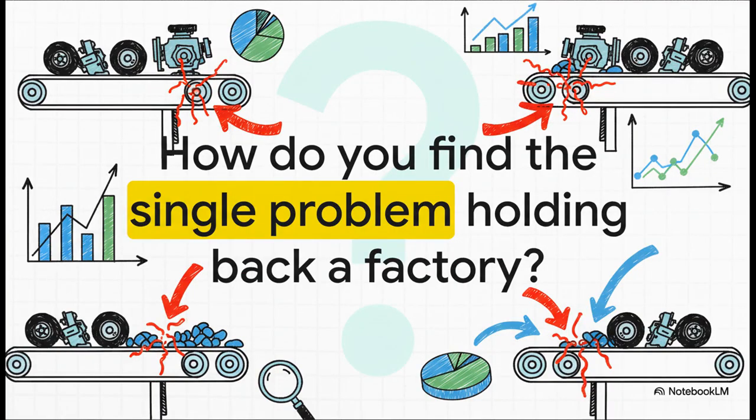I mean, think about it. Every system, whether it's building cars or writing software, has some kind of constraint, right? A bottleneck. But just guessing where it is, that's a terrible strategy. You need cold, hard data, and that's exactly what we're going to use today.